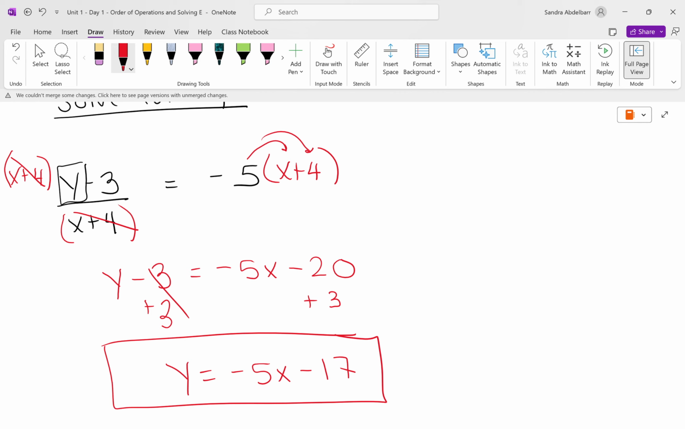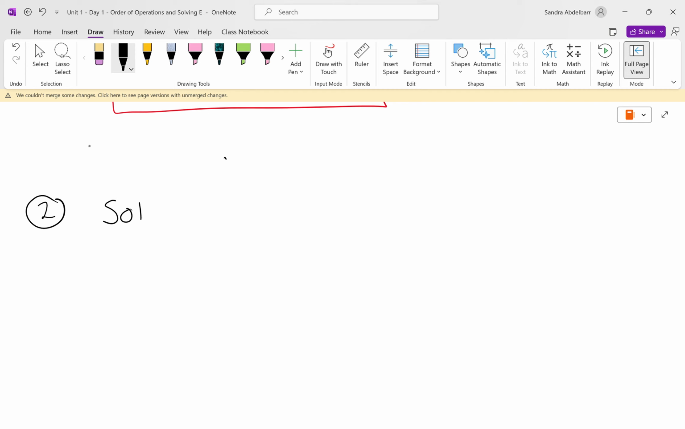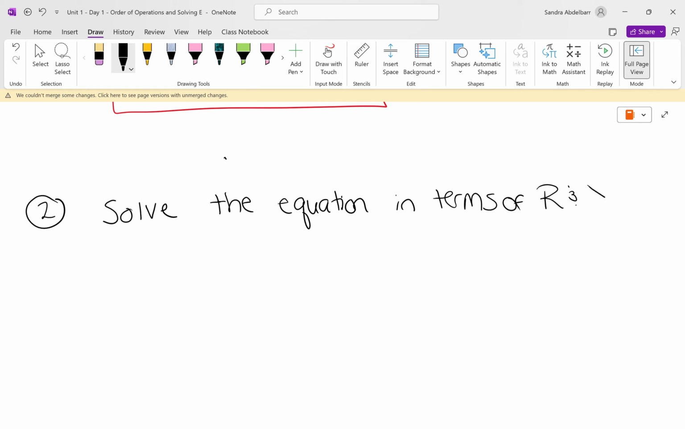Okay, this is solve in terms of a, b, and c. So we're solving for y. Okay, last one. Solve the equation. So you're going to see me writing different sorts of rules or directions. Solve the equation in terms of r and y. And we'll explain what that means in a minute.